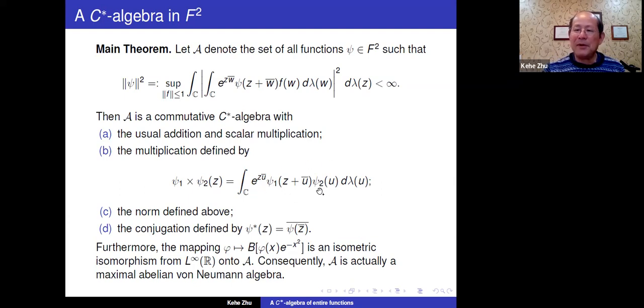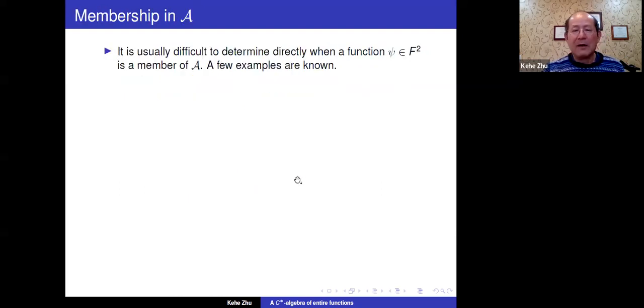Obviously, this multiplication can be extended to a larger set than the A over here. If you just want to define this new operation, you can extend it. If I extend the set A to a larger set, by larger, I simply mean that when that multiplication is well defined, then you get a much larger set. You may even go beyond the Fock space F2. At this point, I don't know exactly how large a set you can use to define this new multiplication. I don't know yet. I know you can go beyond the algebra A.